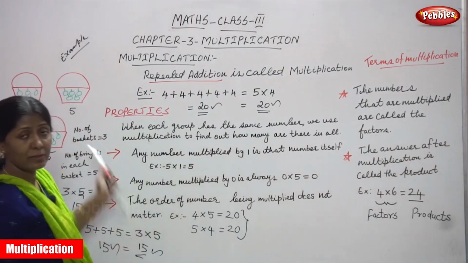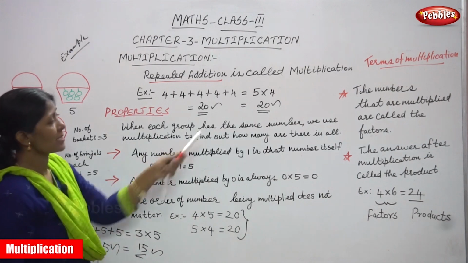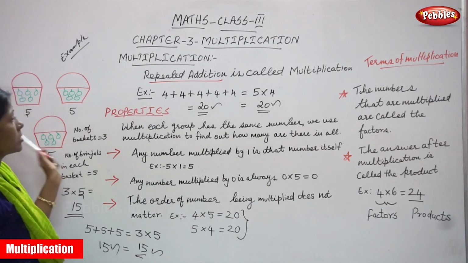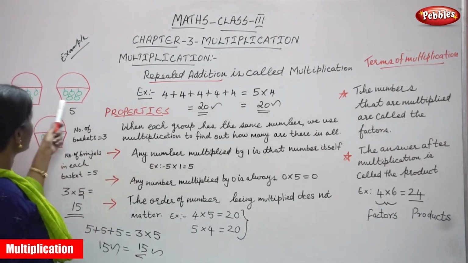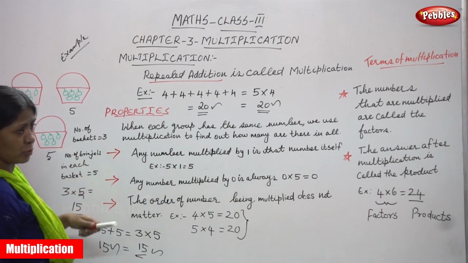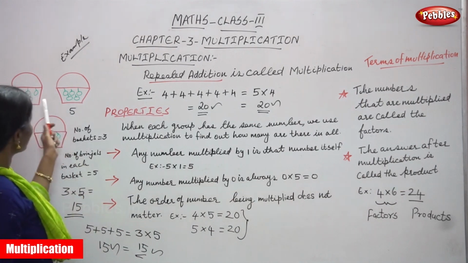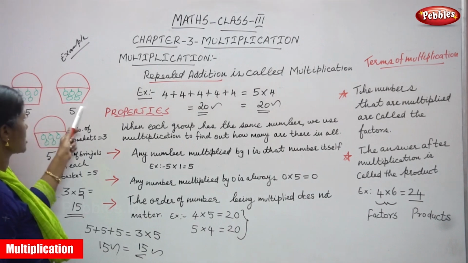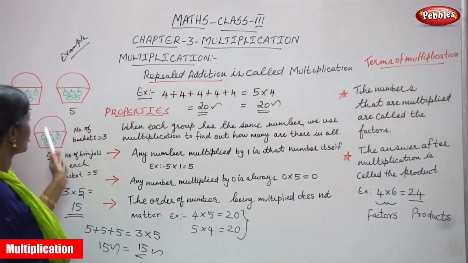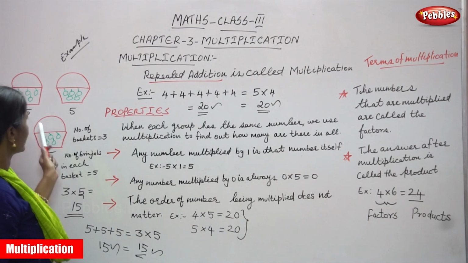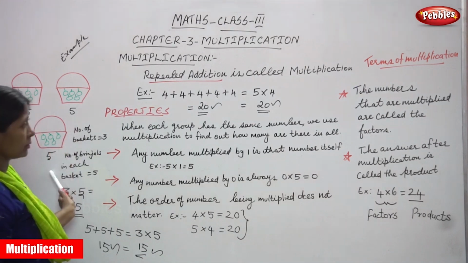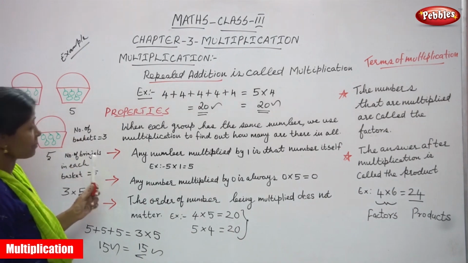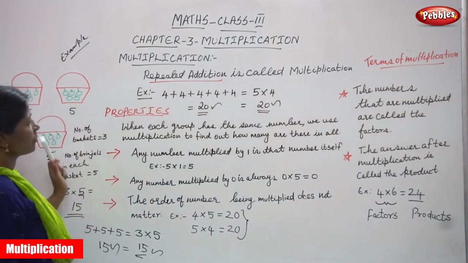I have given the example very clearly. When each group has the same number: there are 3 groups, because 3 groups are here. How many brinjals in each group? 5 brinjals, because each group means each basket you have to consider. This is one group, this is another group, this is a third group. First basket, second basket, third basket. So in each basket the same number of brinjals is here.